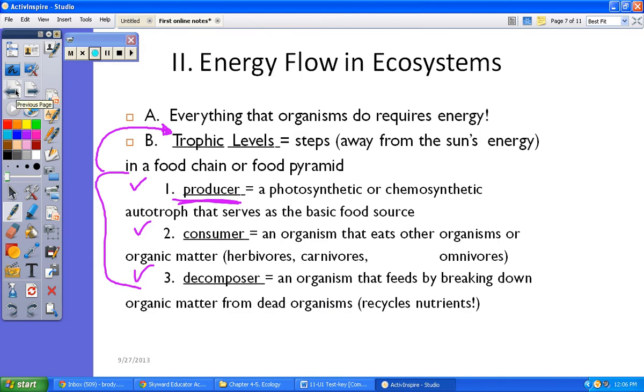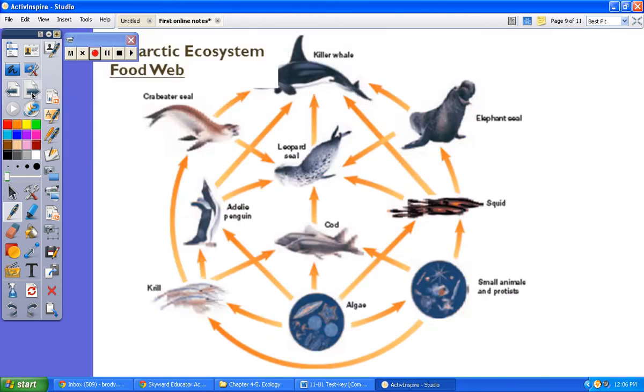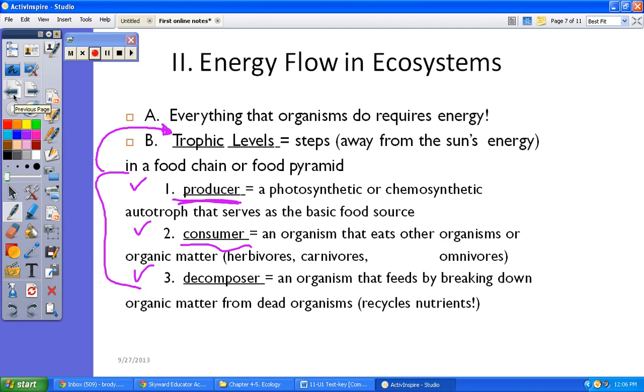Consumers are generally beyond level 1. So for example, this caterpillar here is a consumer. The bird is a consumer. Most of these are all consumers here as well. They eat the organisms that are the producers.